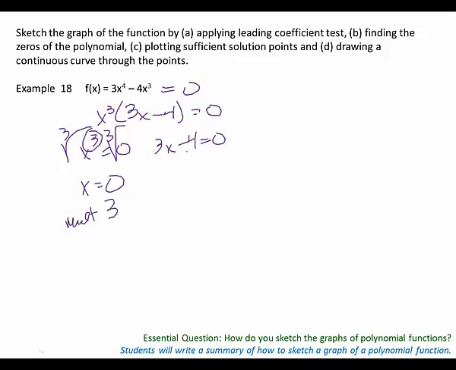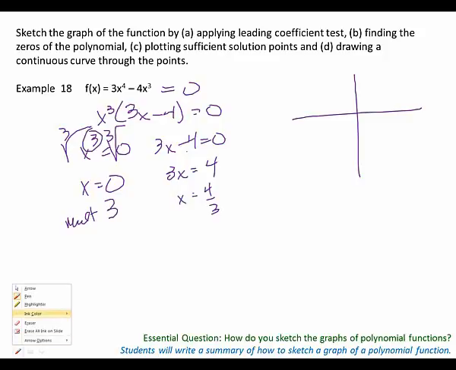All right, what am I going to do with that 4 to move it? Add it. Good. And what am I going to do with the 3? Divide it. Okay. So I know at x equals 0, I have a zero. So I'm going to draw a dot there. And then I also know I have another zero at 4/3, which is a little bit more than 1, isn't it? So right there. Let's look at the leading coefficient test.